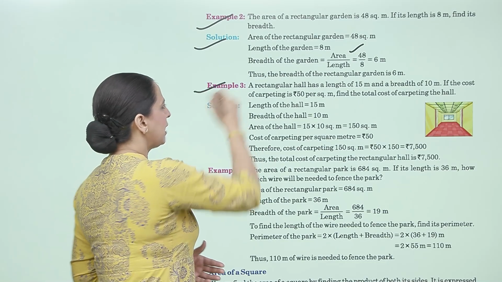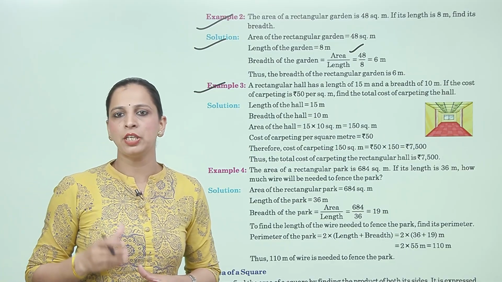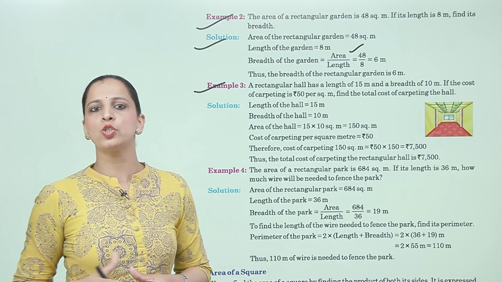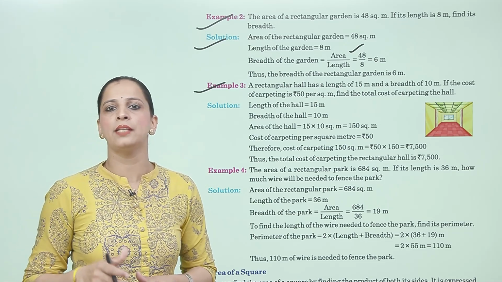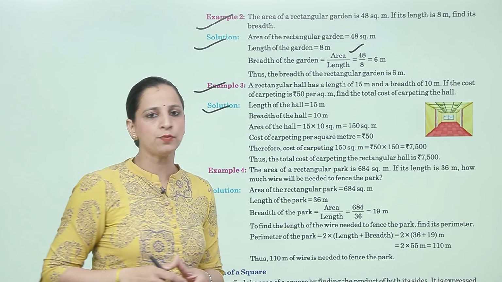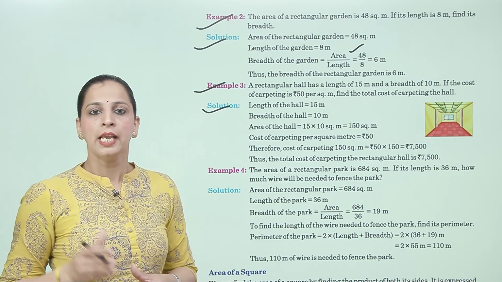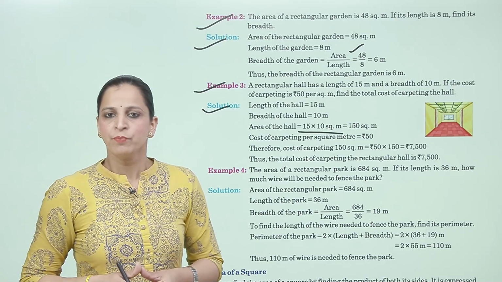Now, next, example 3. A rectangular hall has a length of 15 meter and breadth of 10 meter. If the cost of carpeting is rupees 50 per square meter, find the total cost of carpeting the hall. Now, solution. Length of the hall is 15 meter, breadth of the hall is 10. Area is 15 multiplied by 10 square meter, that is 150 square meter.